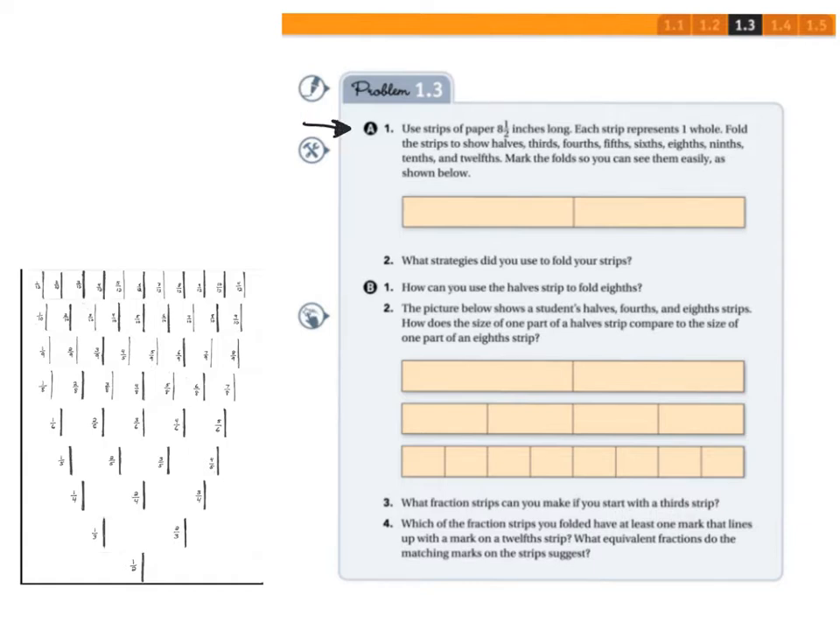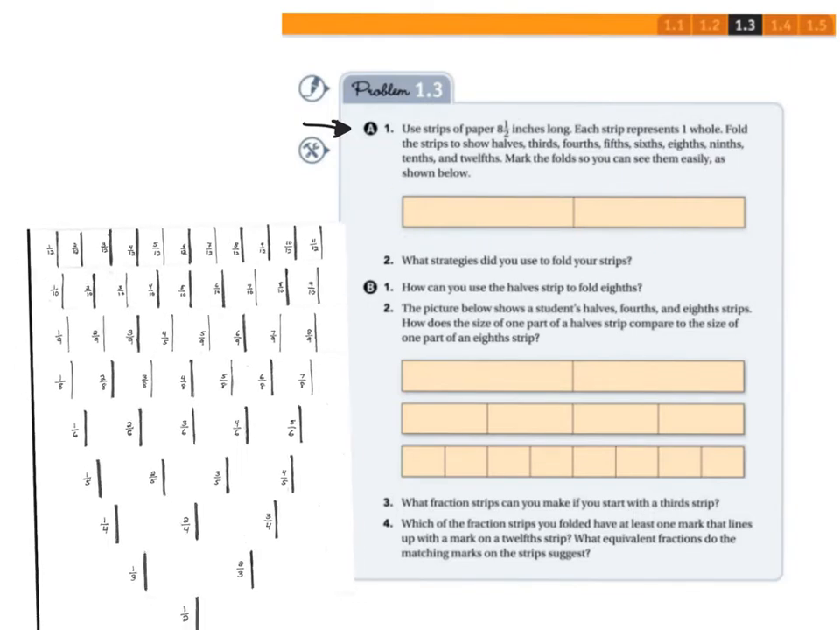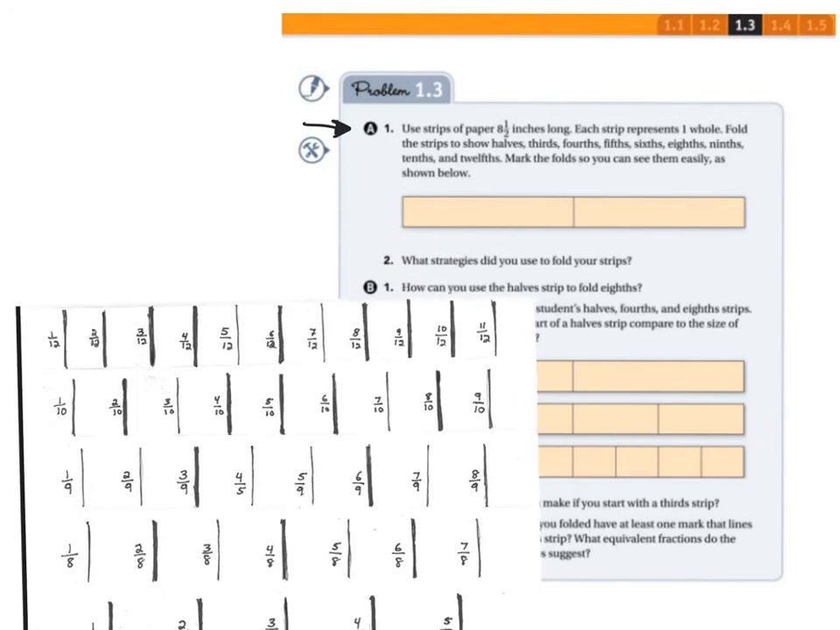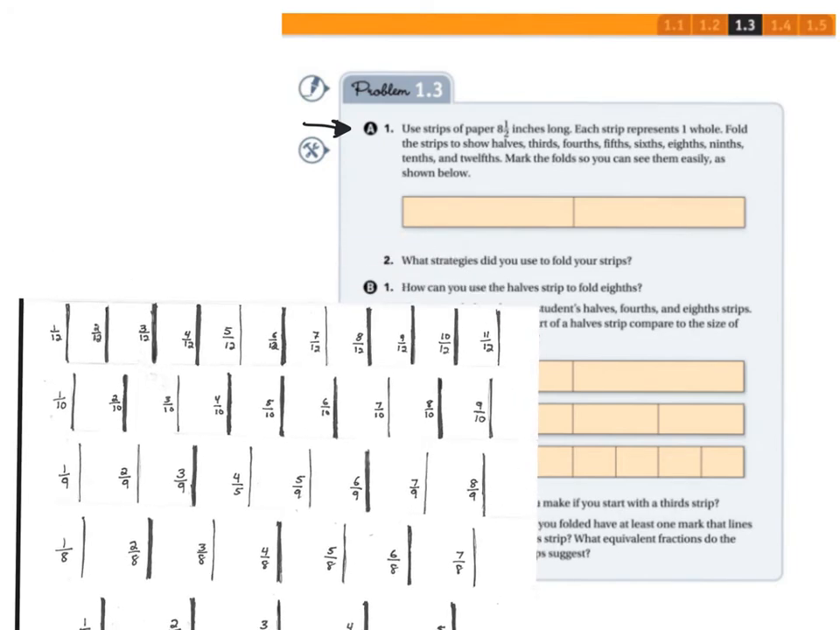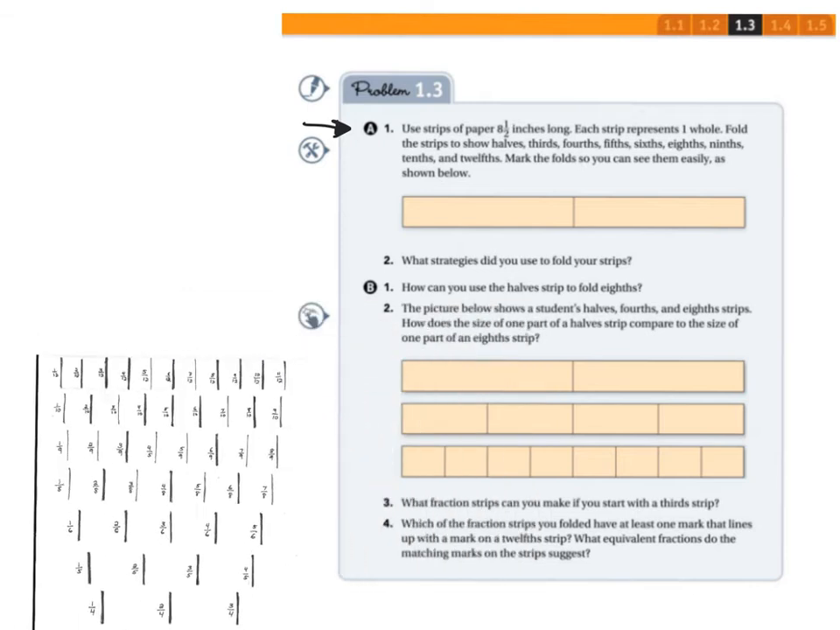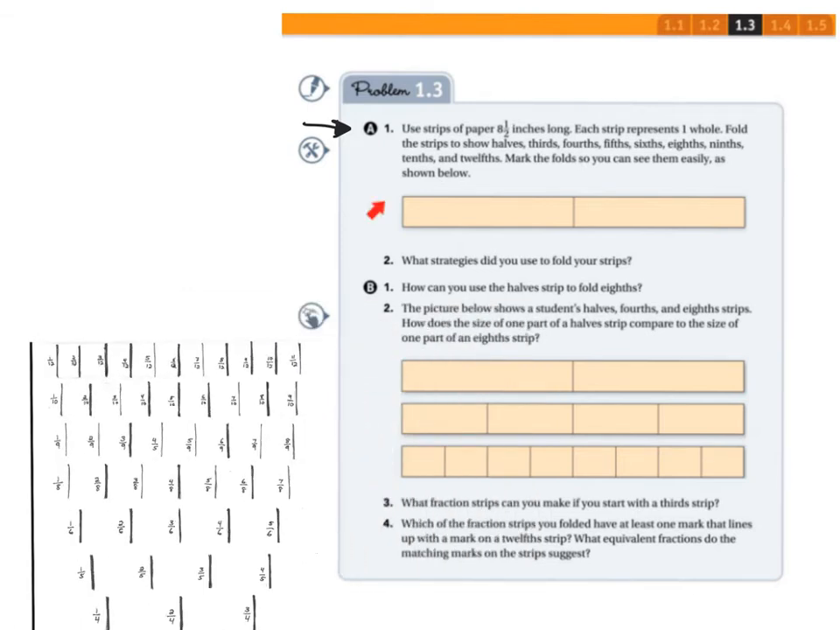Some of these you can just answer in your head, or if you're working with a partner or group. So it says use strips of paper 8.5 inches long. Each strip represents one whole. So this strip right here, from this edge all the way to this edge, is one whole, and I just happen to have the 12ths. I divided them up as well as I could. So one strip represents one whole.